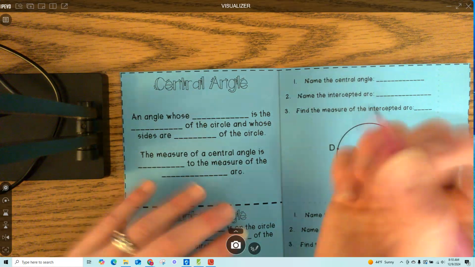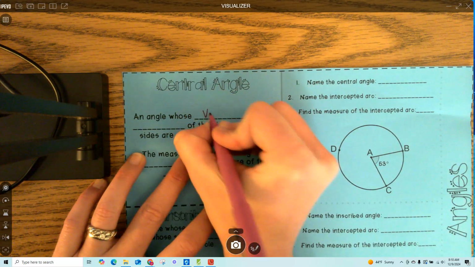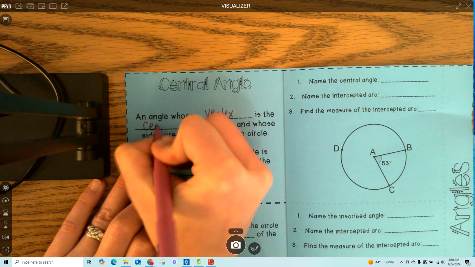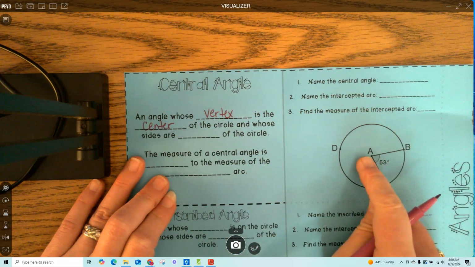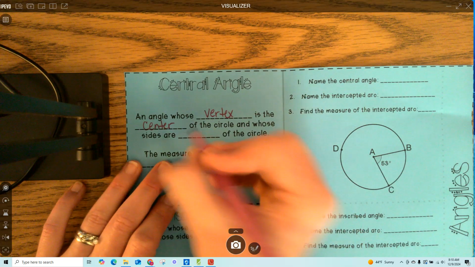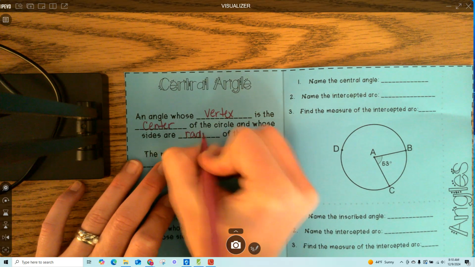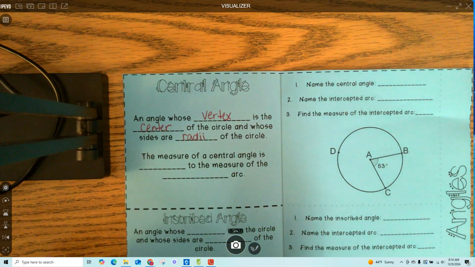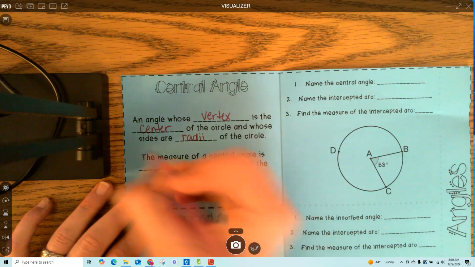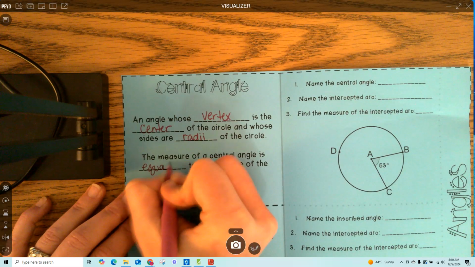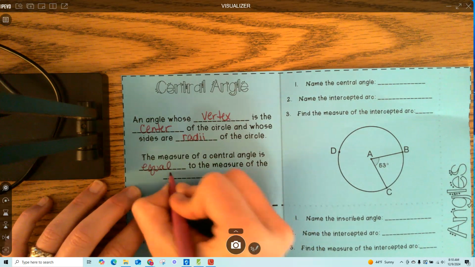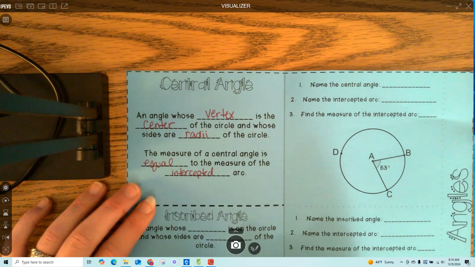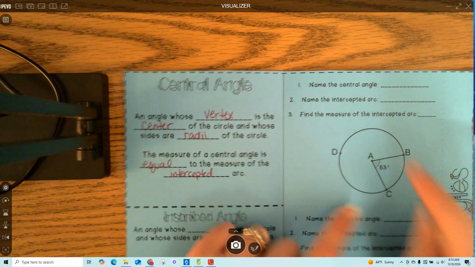All right, so a central angle is an angle whose vertex is the center of the circle, so that's the vertex, and whose sides are radii. That's plural for radius. This is a radius, this is a radius. The measure of a central angle is equal to the measure of the intercepted arc.